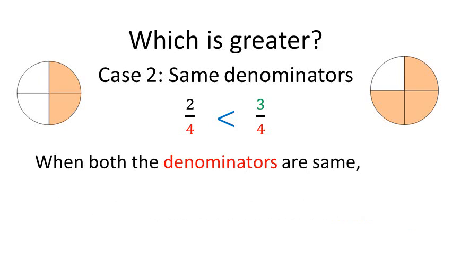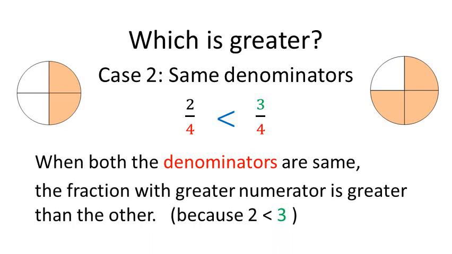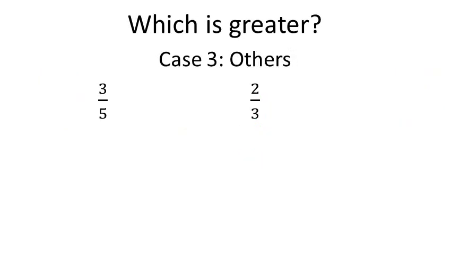When the denominators are the same, the fraction with the greater numerator is greater than the other. For this example, because 2 is less than 3, 2/4 is less than 3/4. Now let's talk about the general case.